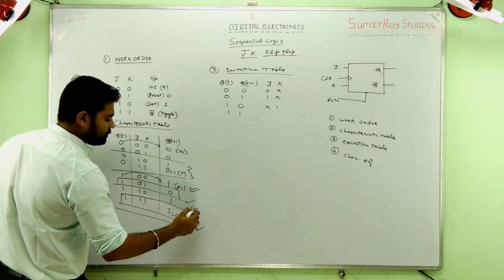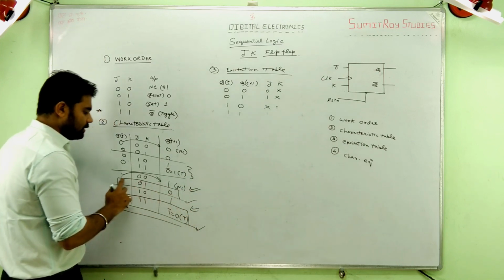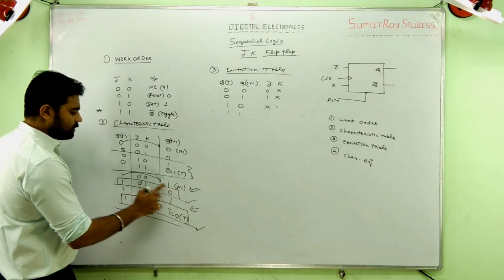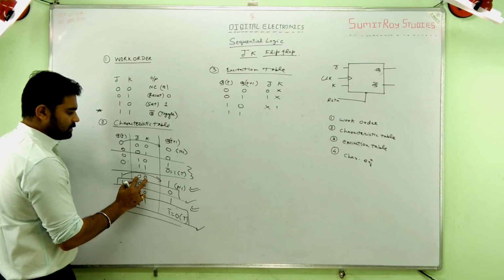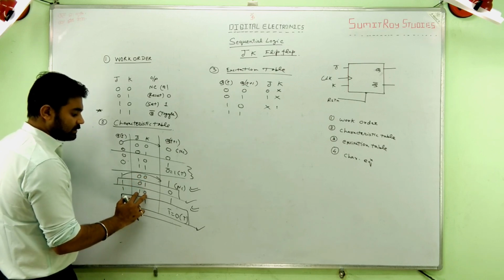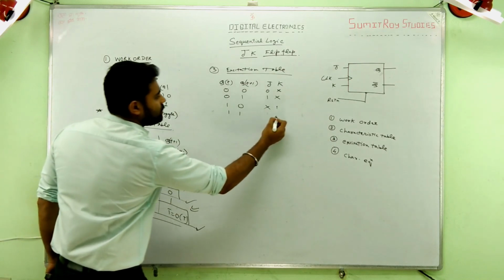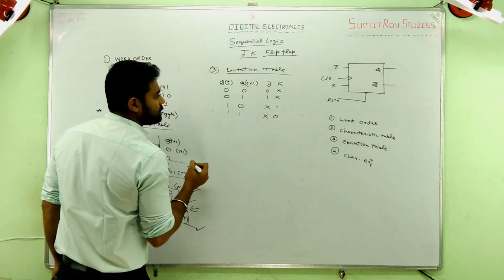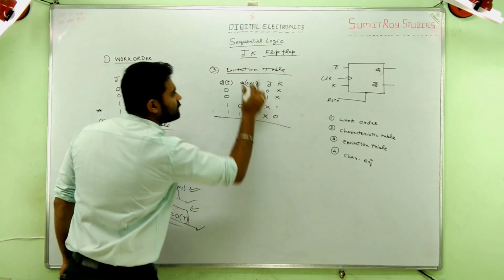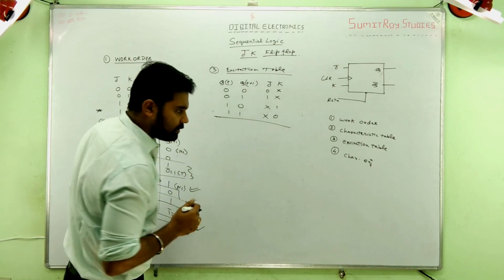So this is 1 to 1, 1 to 1 conversion. In this case JK is 0 0, in this case JK is 1 0. So J is 0 and K is definite, and this remains don't care. So this is the excitation table.